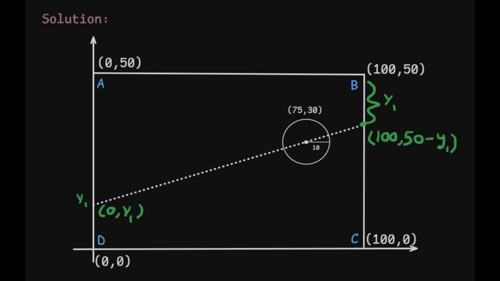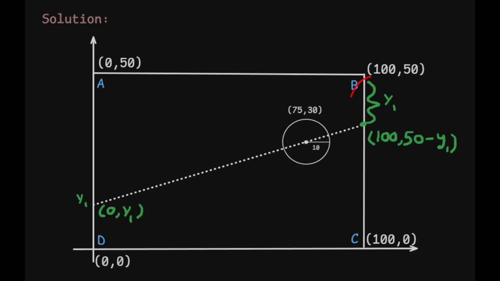So I made some more illustrations on this rectangle. You can see where this line starts. I labeled it as the y-coordinate y1, so its point would be (0, y1). And at the top here where the line ends, I labeled it (100, 50 minus y1), because this length is y1. So the y-coordinate would just be 50 minus y1.